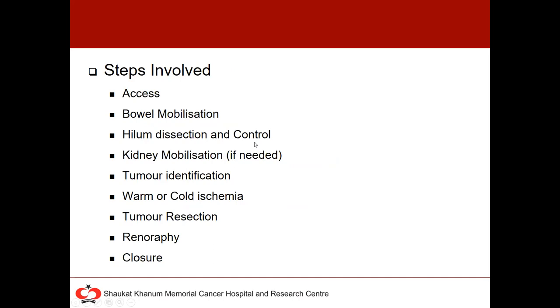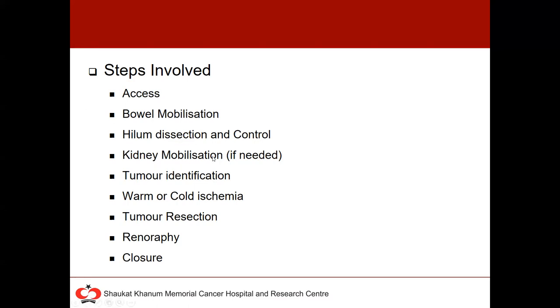So in terms of the steps involved, I'm just going to briefly name them, and then I'll show you them when I show you the video. Obviously, you need to have access, either open access or laparoscopic access. The bowel mobilization is the same as you do in the radical nephrectomy. You do the hilum dissection, you take control of it. You do kidney mobilization, especially if it's needed in an open case. You want to really lift the kidney out of the wound, tumor identification. Clamp the vessels, tumor resection, renal defect closure, and I will talk about that when I show you the video, and I think it will be more helpful there.